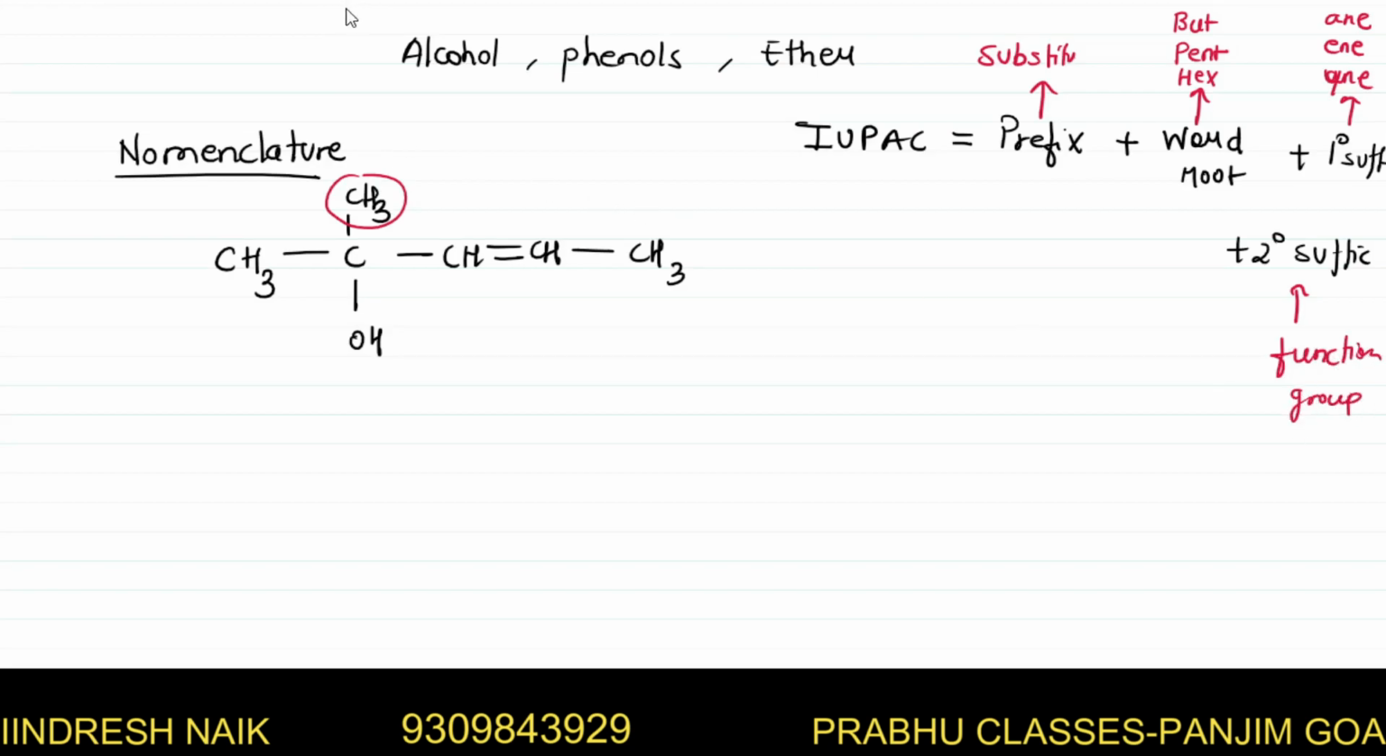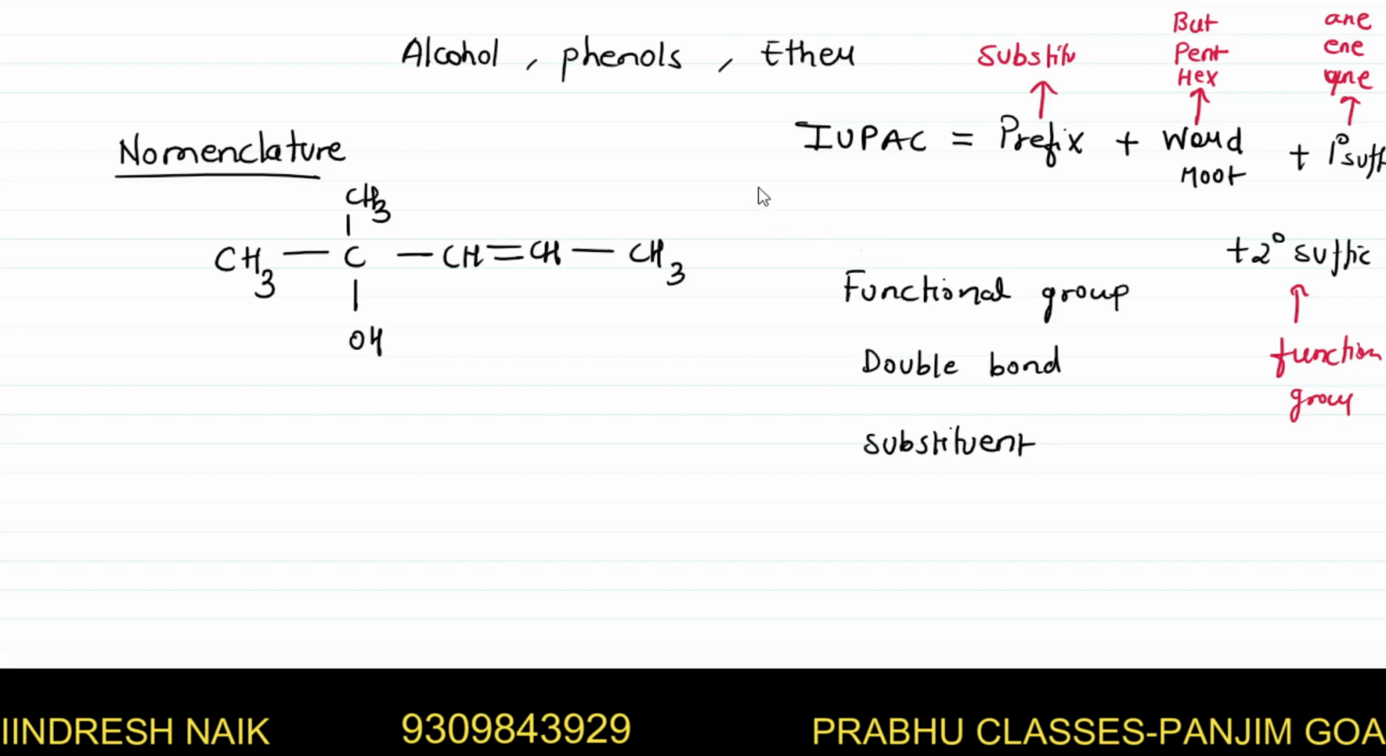So here, first thing is that we should know how to do the numbering. Identify the longest chain is one thing, and second, we should know the numbering. If you see in this compound, there is a functional group, there is a double bond, and there is a substituent also. How to do the numbering?